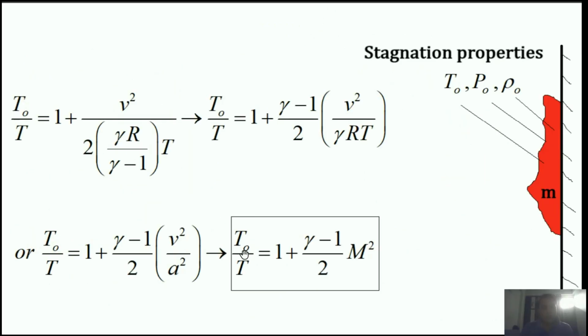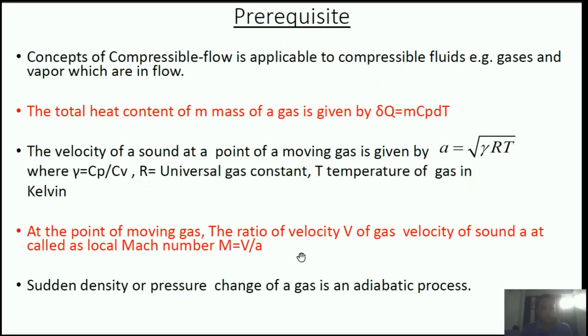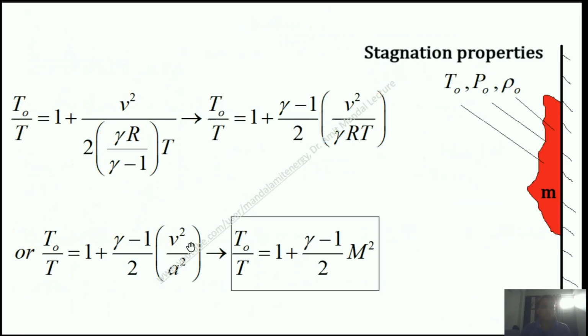So V by A is the Mach number, or local Mach number, as I already told. In place of V square by A square, I can write Mach number square. So the stagnation temperature upon static temperature comes out to be T0 by T equals 1 plus gamma minus 1 upon 2 into M square. It is interesting to know that M is a non-dimensional number, because numerator and denominator have the same dimension: V and A are both velocities. Gamma is also non-dimensional, since Cp by Cv have the same units, and similarly the LHS T0 by T is non-dimensional, both being temperatures.